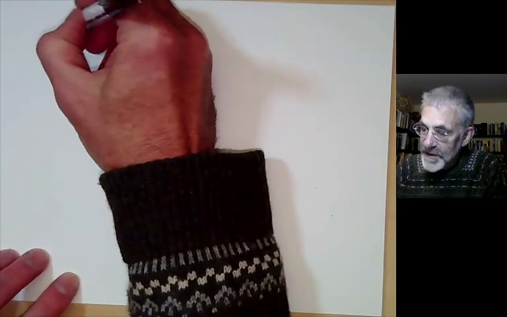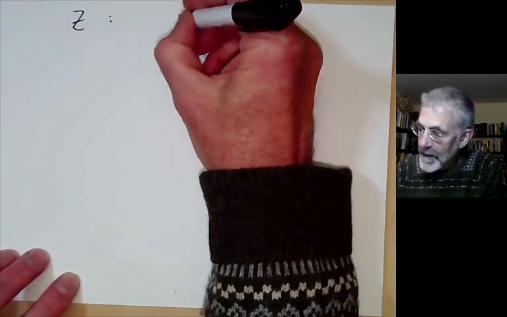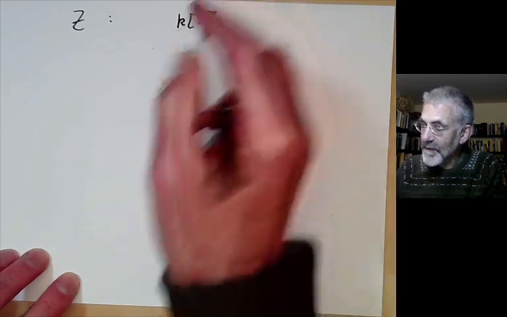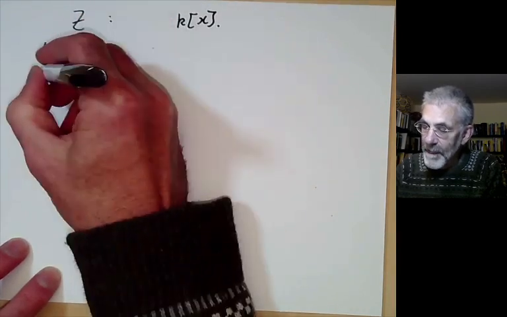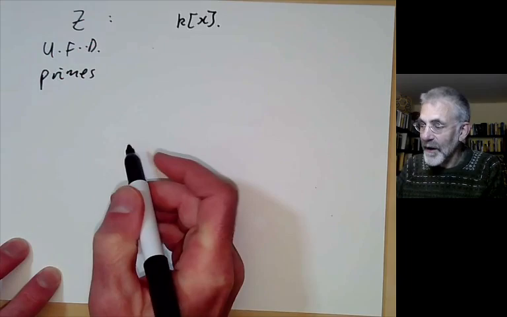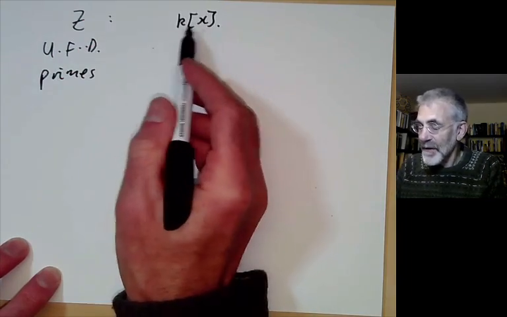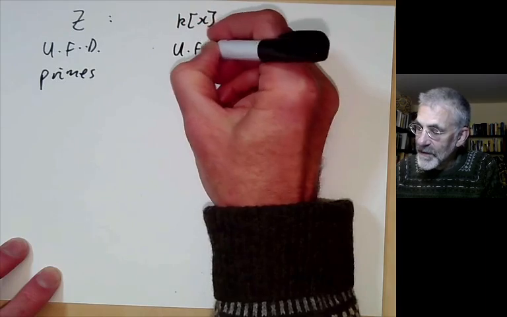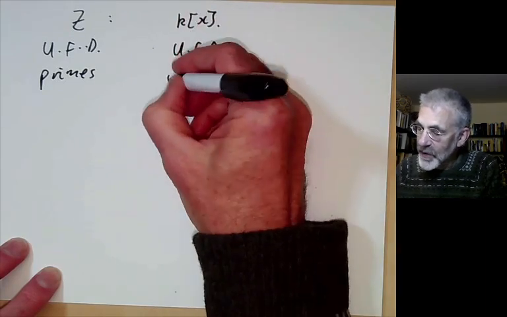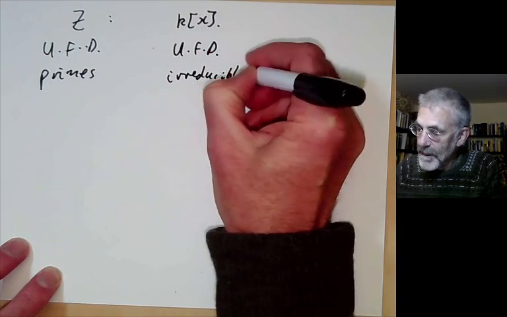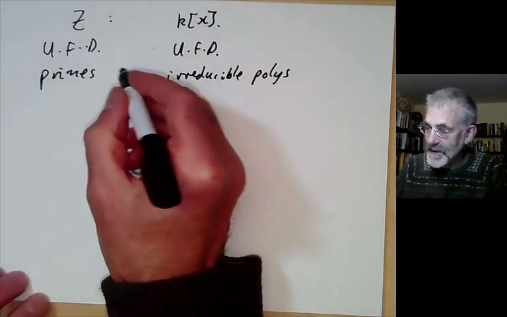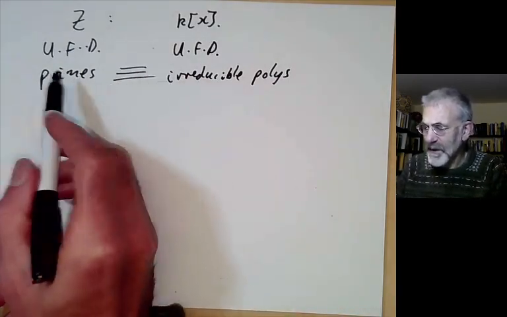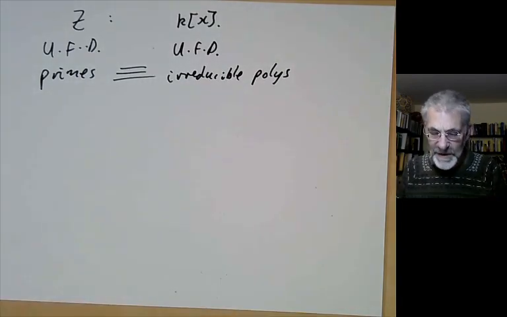Next, there's a very close analogy between the integers and the polynomials over a field. You remember the integers form a unique factorization domain where every number can be written as a product of primes. And we saw last lecture that the ring of polynomials over a field is also a unique factorization domain, and every polynomial is a product of irreducible polynomials. That's a polynomial that's not zero or a unit, and can't be written as a product of other polynomials. So primes and irreducible polynomials are really almost the same thing.